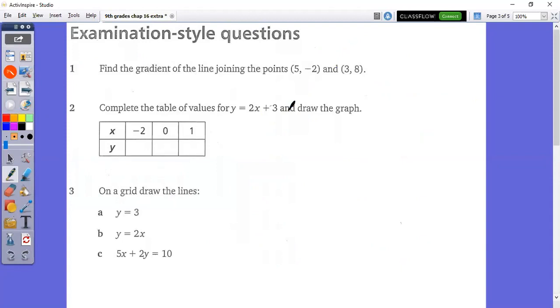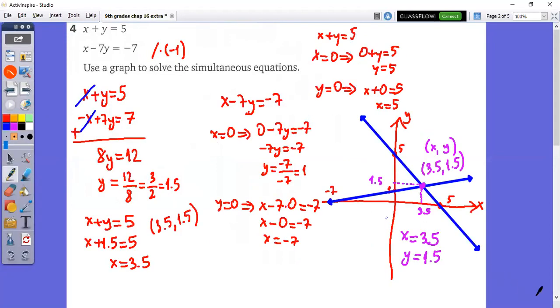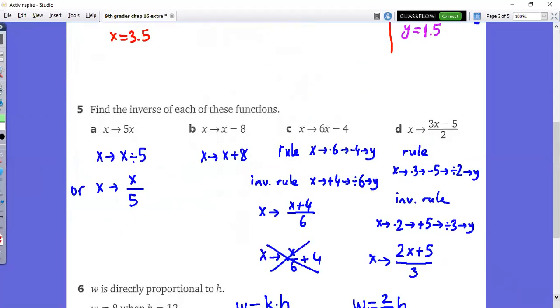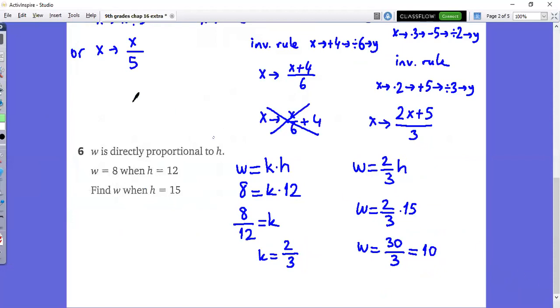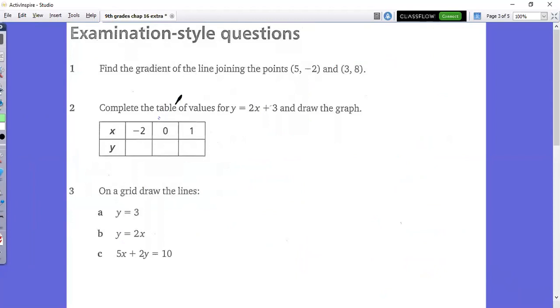I think we have finished review problems, right? We don't have any other questions. Do we have? Question 6 was the final one in review. Exam style questions: find the gradient of the line joining the points (5, -2) and (3, 8).